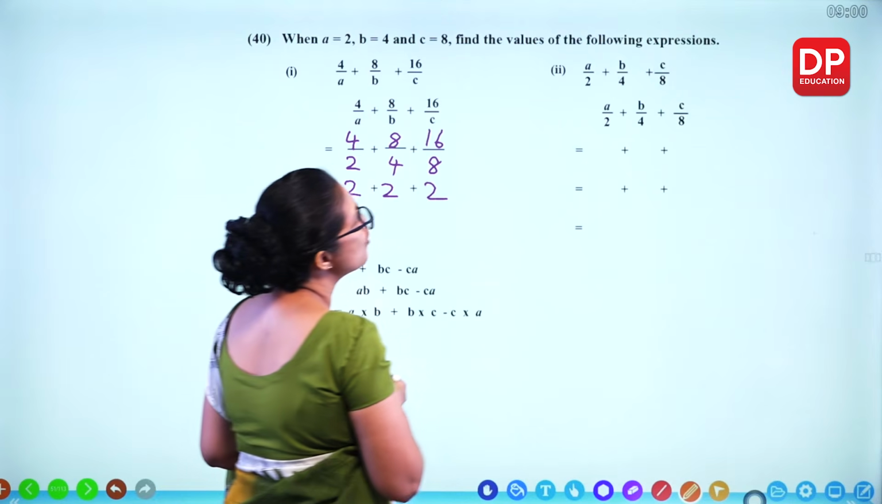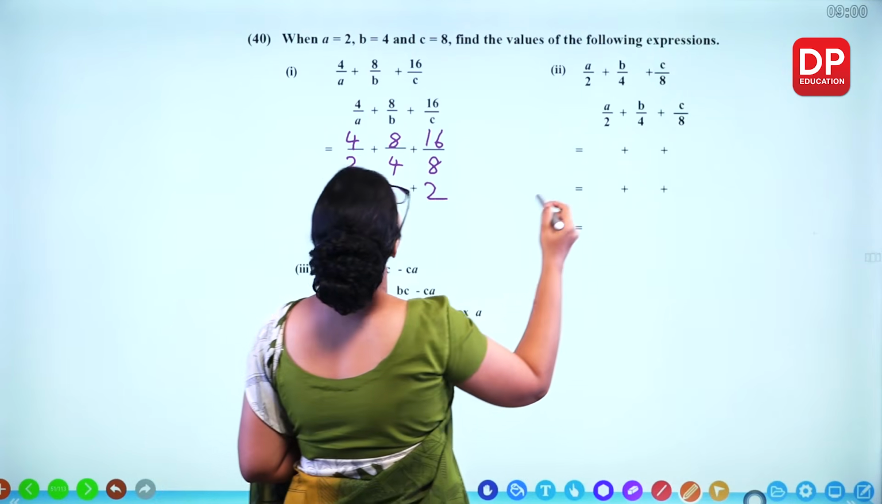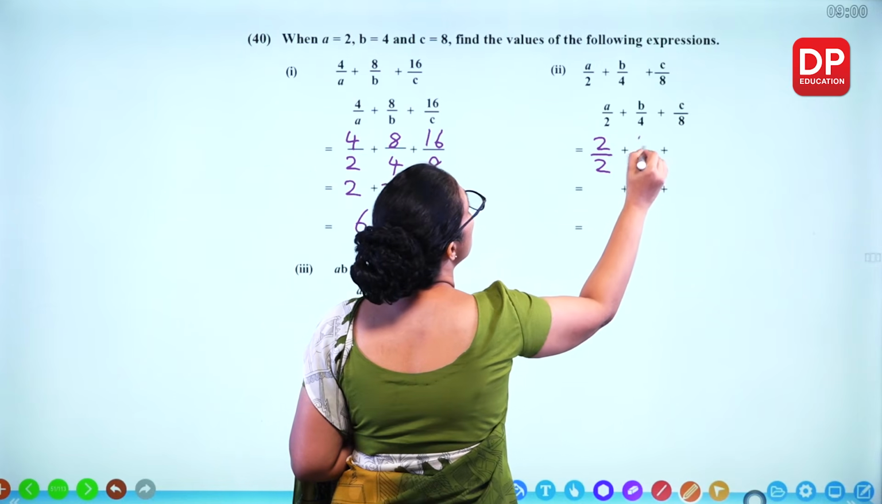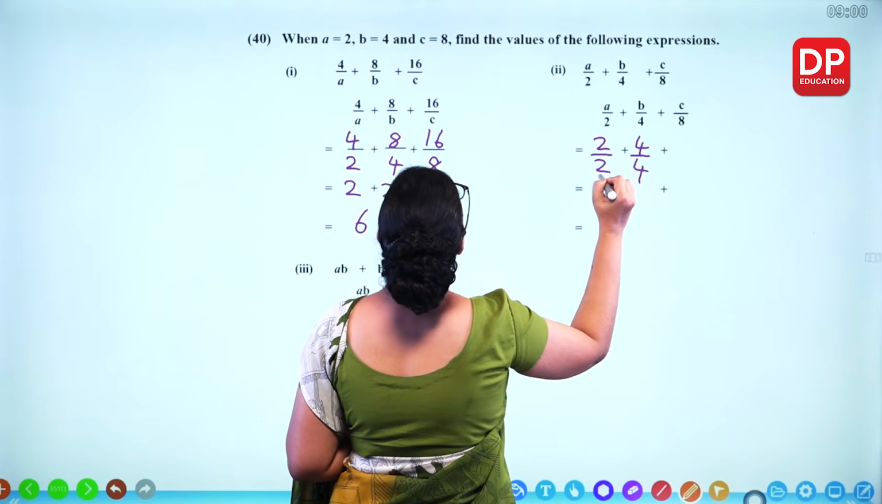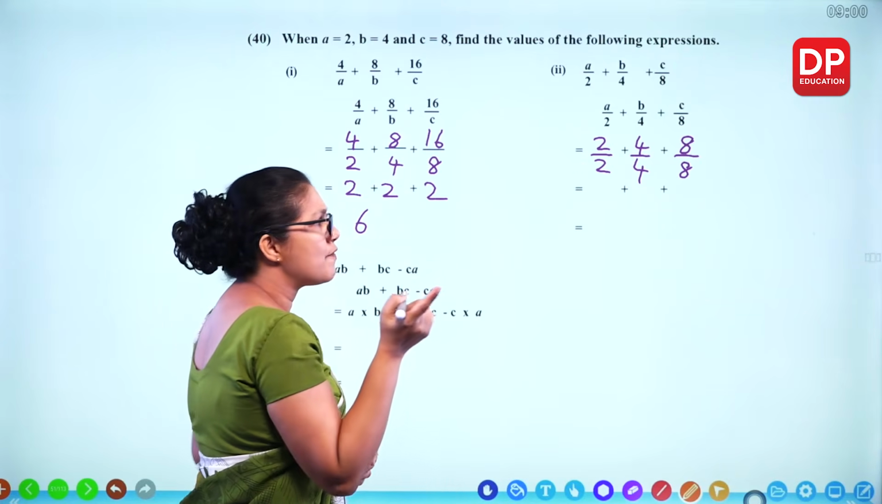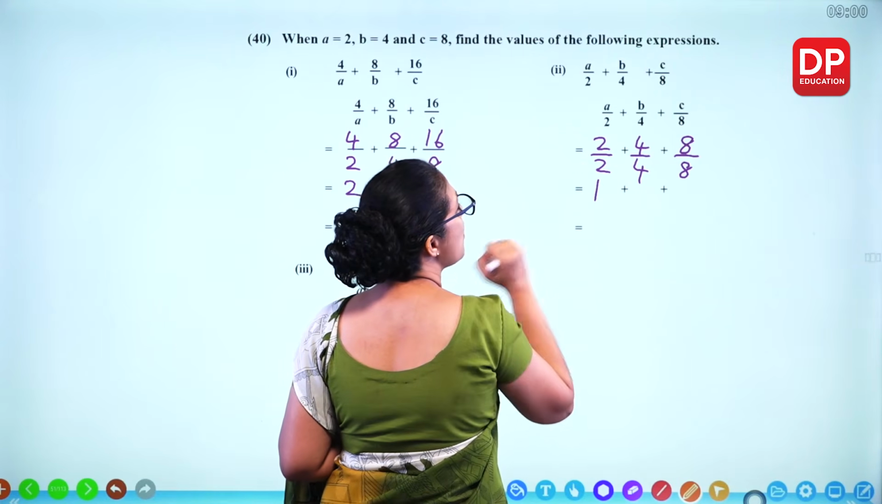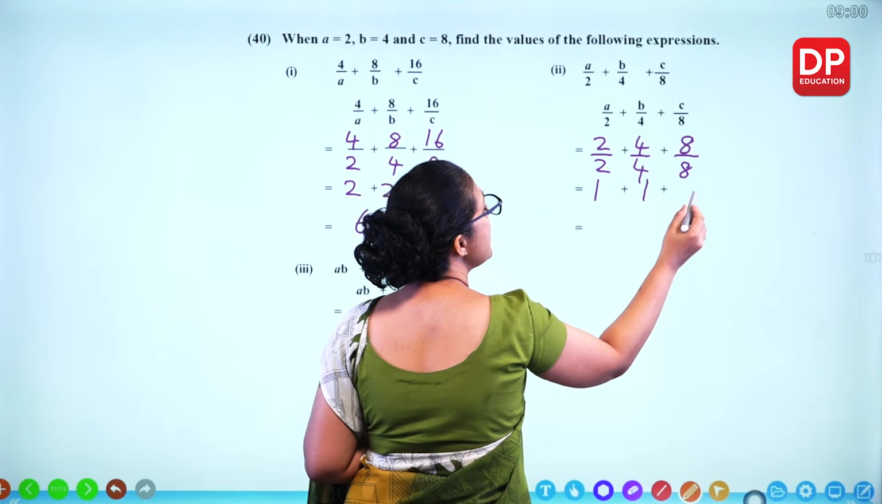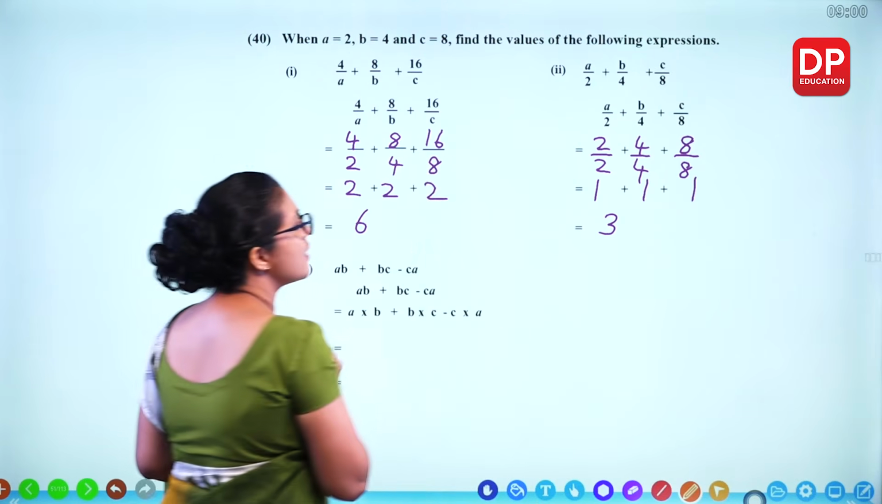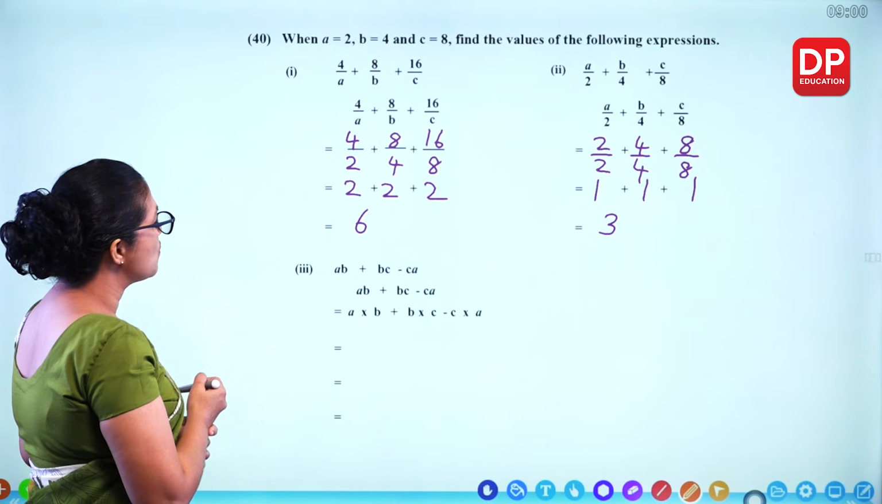This one, substitute the values. A equals 2. 2 divided by 2. B is 4. 4 divided by 4. C equals 8. 8 divided by 8. Simplify. Division first. 2 divided by 2 is 1. 4 divided by 4 is 1. 8 divided by 8 is 1. 1 plus 1 plus 1. You get 3.